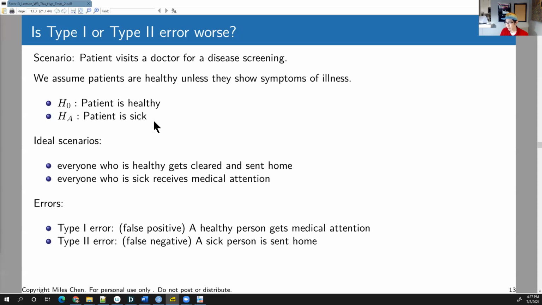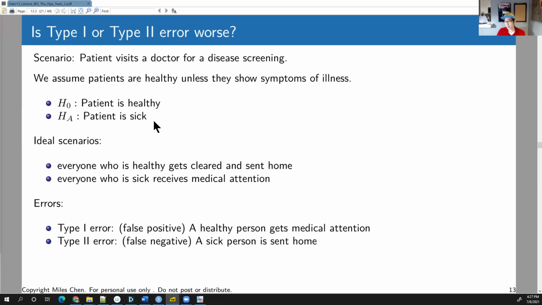Okay. A type 1 error is the false positive, and that would be a healthy person ends up getting medical attention. Somebody is actually healthy, but the doctor believes they're sick and needs medical attention, and they get admitted to the hospital, or something like that happens, okay? The type 2 error is the false negative, where somebody is actually sick, should be getting medical attention, but they are sent home. They say, you got nothing to worry about, okay?